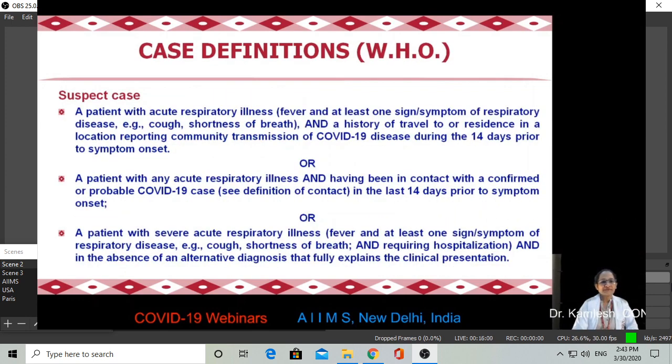Now, there are certain case definitions that we ought to be aware of. Who is a suspect case? A patient with acute respiratory illness and a history of travel to or residence in a location reporting community transmission of COVID-19 disease during the 14 days prior to symptom onset, or a patient with any acute respiratory illness having been in contact with a confirmed or probable COVID-19 case in the last 14 days prior to symptom onset, or even a patient with severe acute respiratory illness requiring hospitalization and in the absence of an alternative diagnosis that fully explains the clinical presentation.